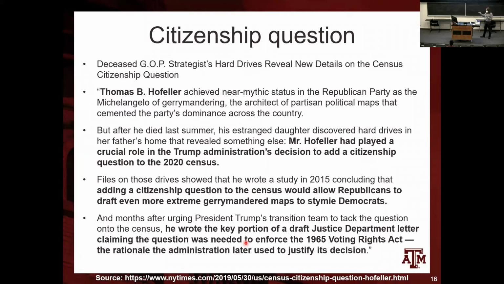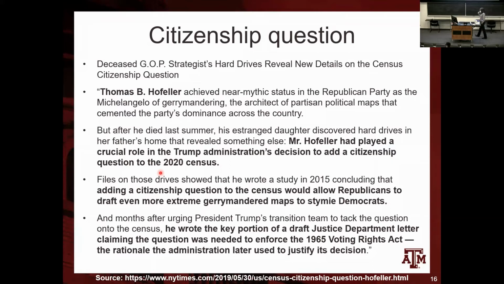But what's interesting, and I got this information on this slide from an article in the New York Times, is that there was this Republican strategist, Thomas Hofeller, who created the overall strategy. He played a crucial role in the Trump administration decision to add a citizenship question to the 2020 census. And this reasoning that I'm giving you was not given in public by the Republican Party.